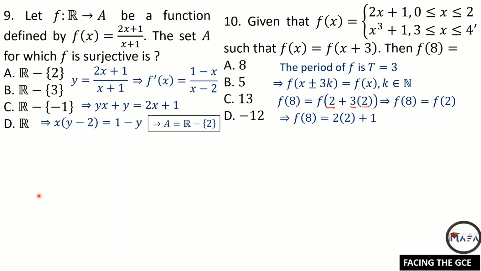that's the first interval from 0 to 2. 2 is included, so we can get f of 2 by just fitting 2 here. So 2 into 2 plus 1 gives us f of 2, which is our f of 8. So 2 times 2 is 4 plus 1 is 5, so it means our f of 8 is equal to 5. So option B is correct.